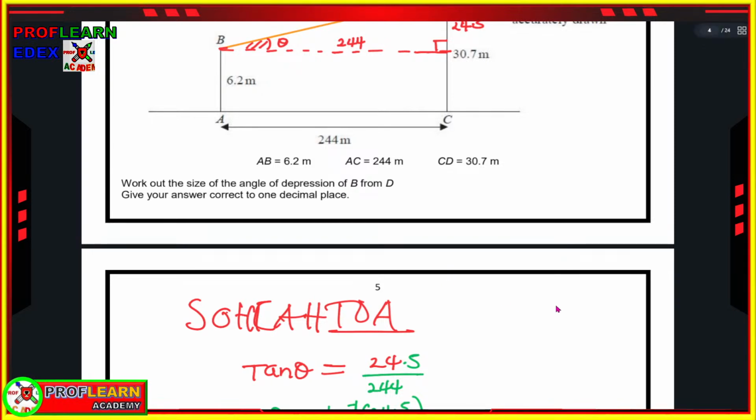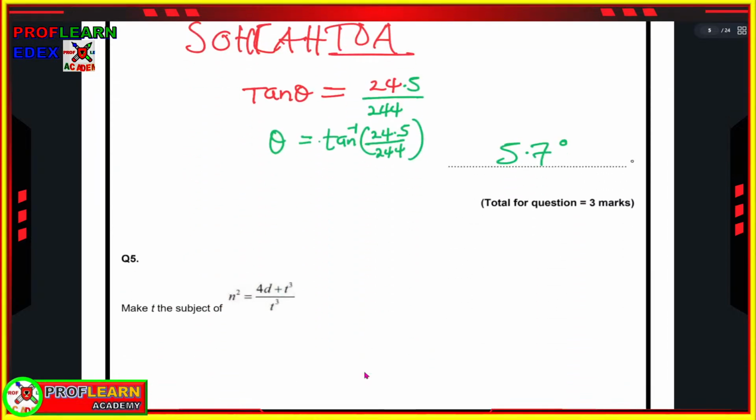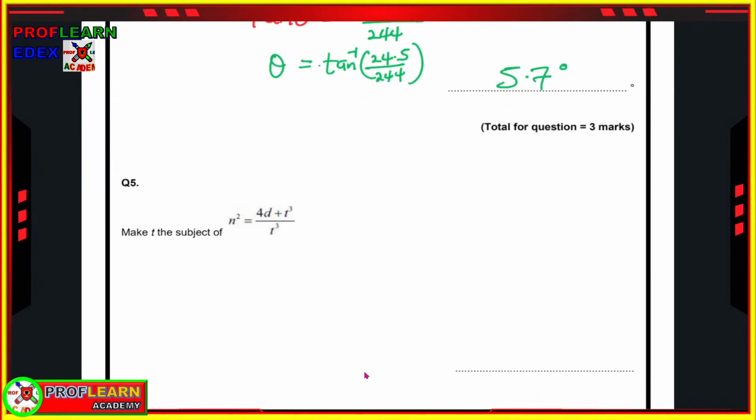5.7 degrees. Check whether that's what you're getting. 5.7 degrees. That's what I'm getting here. Another part of the question that you can be tested on is how to make the subject of the formula, and we are supposed to make t the subject.